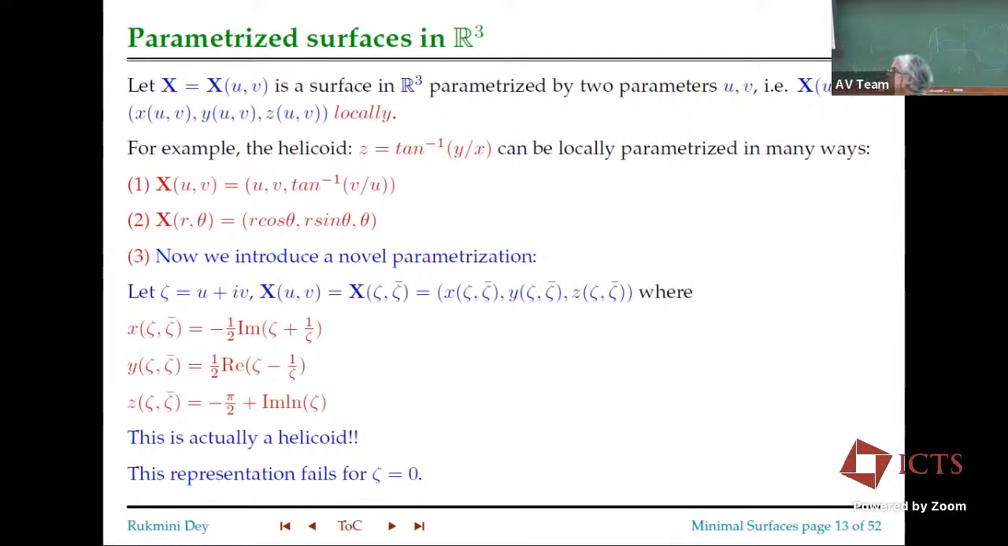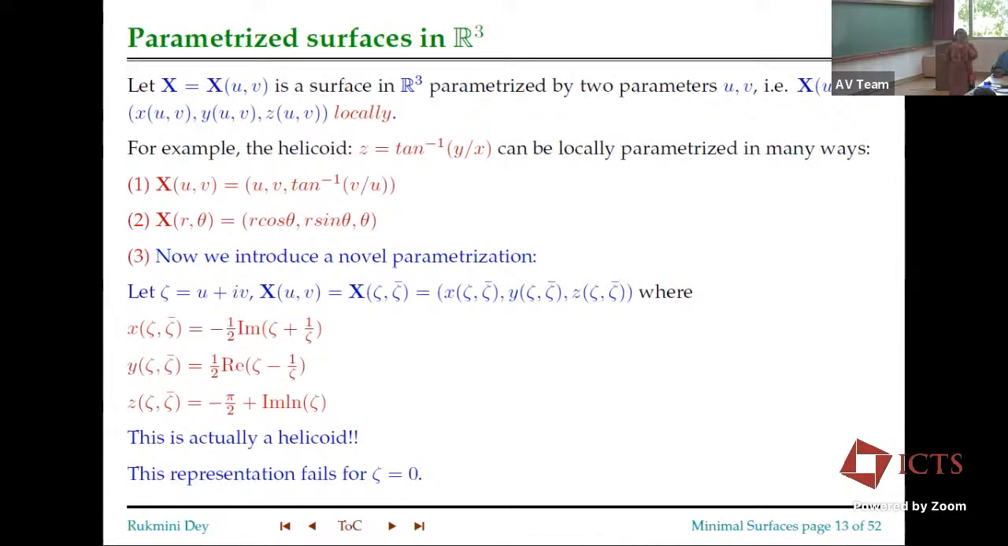Any questions so far? Stop me because this is a little tricky. And you cannot always find global parameters. This UV is a local parameterization. UV cannot run over the entire R2 most of the time. For minimal surfaces, for example, if UV runs over the entire XY plane, then the only minimal surface is the plane itself, different kinds of planes. Anyway, we'll come to that.